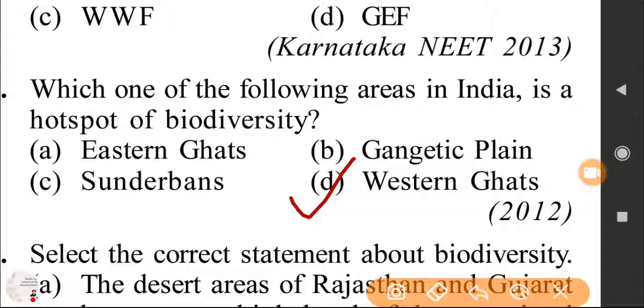Now if we move to the topic of hotspots, I explained that India has three hotspots: Indo-Burma, Himalayas, and Western Ghats. These three hotspots are found in India. First only two were there, but now Himalayas are also included in it.